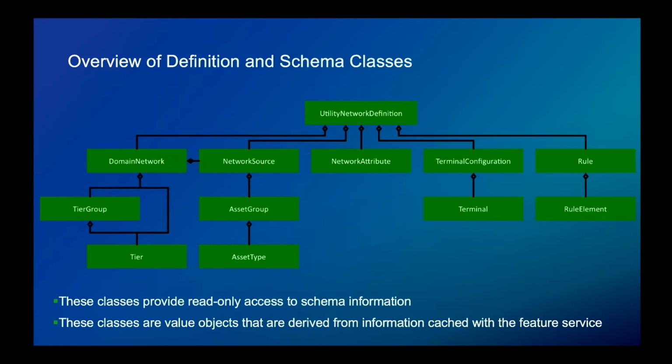Worth pointing out though, this is all read-only access to schema information. Remember, you need GP to change anything. And the other thing worth pointing out is these are all value objects that are cached. When you make your first connection to the feature service, all this definition information comes back. So it's worth knowing that you can hit any of these things and it's not going to make another call to the service.